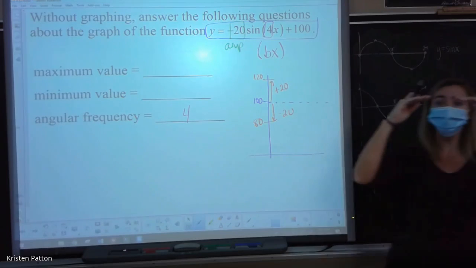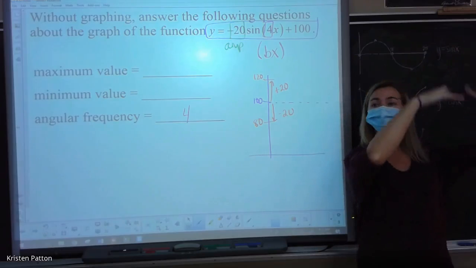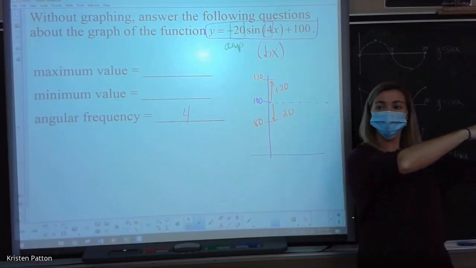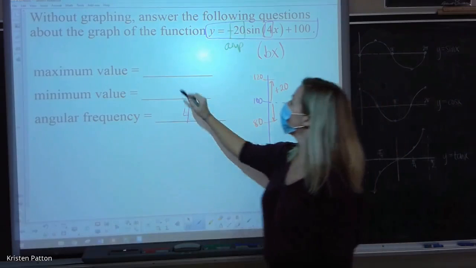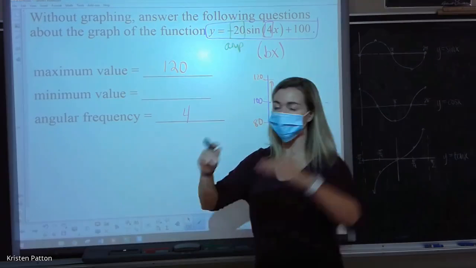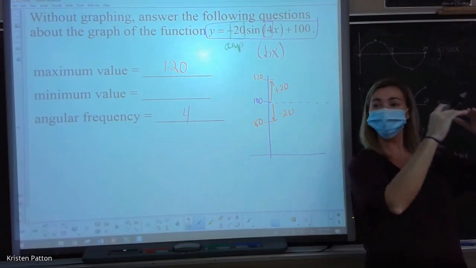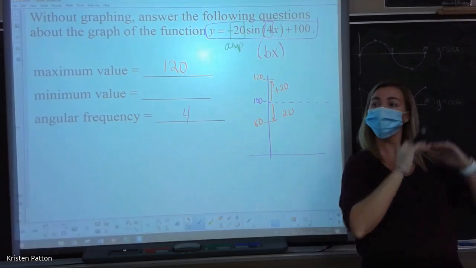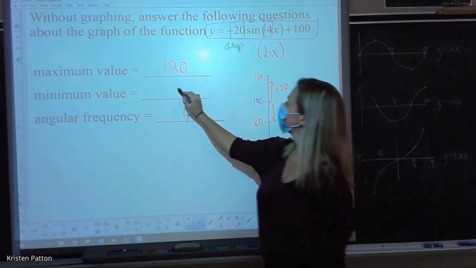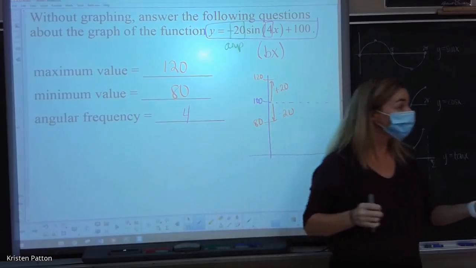And that's it, right? A sine or a cosine graph are just going to oscillate. They're just going to bounce back and forth between those two numbers. So the highest this graph will ever get is 120. It's the midline, or the vertical shift, plus the amplitude. And then the minimum will be the midline minus the amplitude. I didn't need to graph the function to answer that.